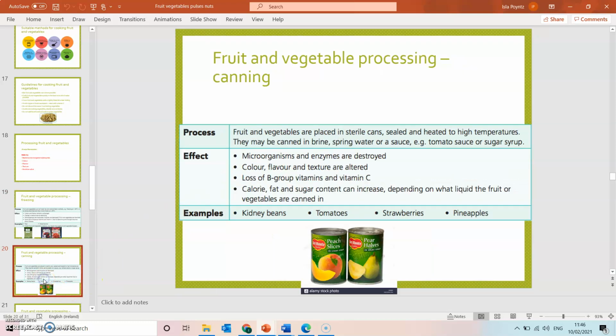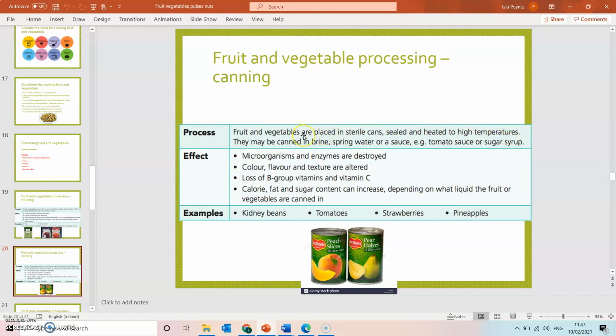Now, looking at the canning, so we'll do the underlying principle here as well. So first of all, the process: fruit and vegetables are placed in sterile cans, sealed and heated to high temperatures. They may be canned in brine, which is salt and water, so that will increase the sodium, spring water or sauce. Now, if it's canned fruit, that can be canned in a syrup, which is sugar and water, and that will increase the calories as well.